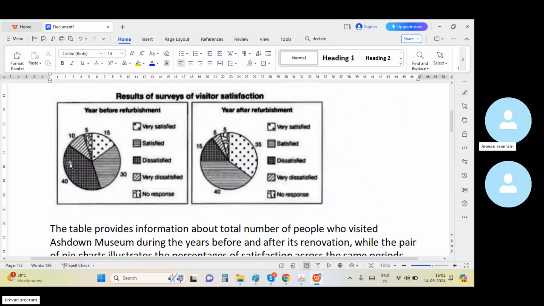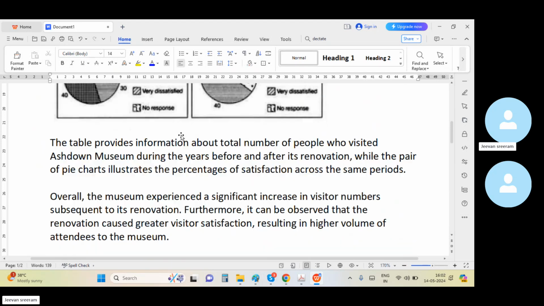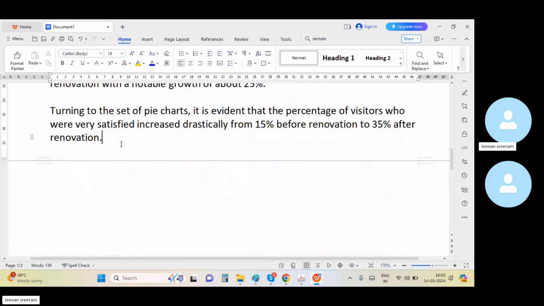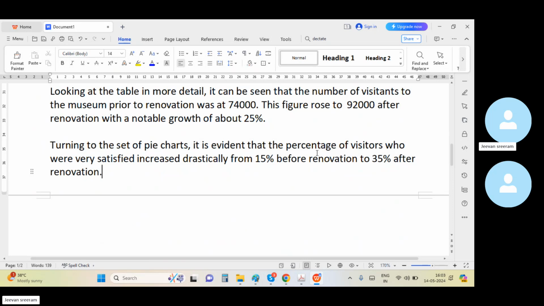Next, we have actually compared the percentages of very satisfied visitors before renovation and after renovation. We have compared 15% and 35% in a single sentence. So in the next sentences onwards, there is no need to mention before renovation and after renovation again and again. Now please observe the noun phrase I'm going to use to start the sentence.